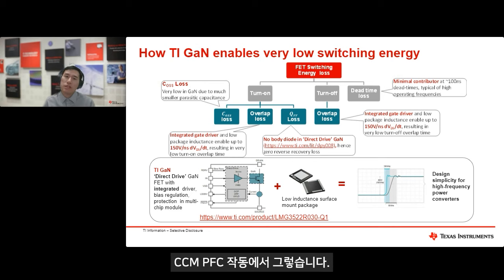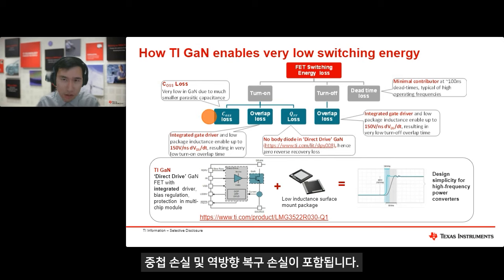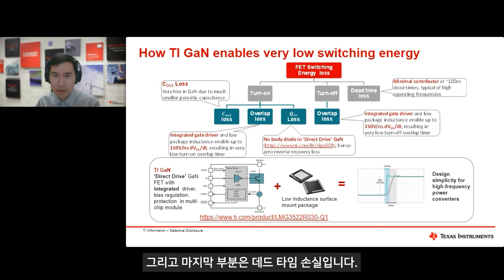So in CCM PFC operation, the major device losses come from three different aspects: the turn-on loss, turn-off loss, and dead time loss. These are the switching losses. Turn-on loss includes the COSS loss, the overlap loss, and the reverse recovery loss. For turn-off loss, it is only the overlap loss. And then the last part is dead time loss.